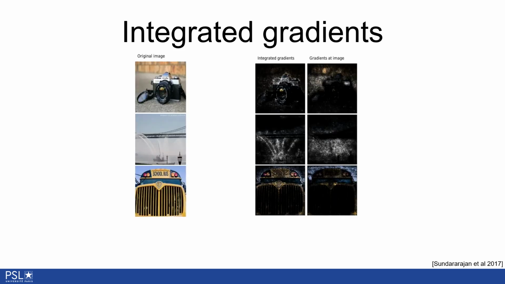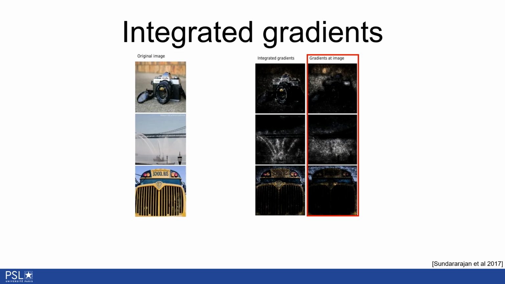Here are a couple of examples taken from the original paper by Sundararajan and colleagues. The leftmost column shows input images to a convolutional network. The middle column shows the saliency maps produced by integrated gradients, while the rightmost column shows saliency maps obtained from vanilla gradients, meaning that the gradient was computed only at the input image and not integrated with respect to the baseline.